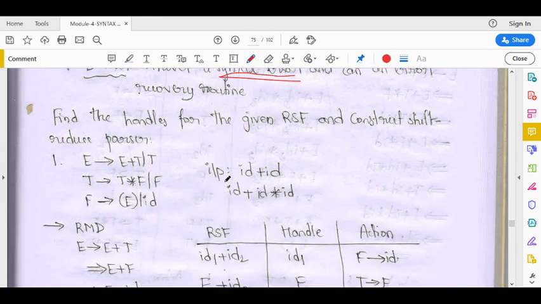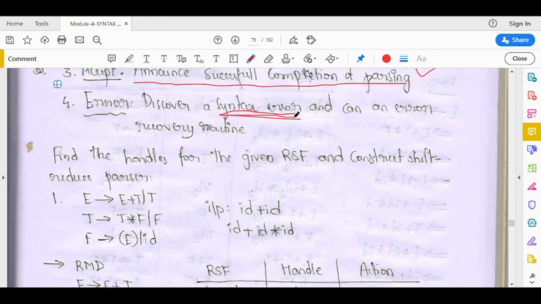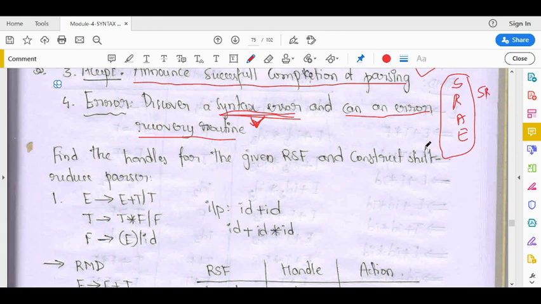Next case: once I get the error, there can be an error recovery routine, right? So we also check whether we can recover from the error which has happened. So these are the four: shift, reduce, accept, and error. These are the four points which you need to look into in shift reduce parsing.